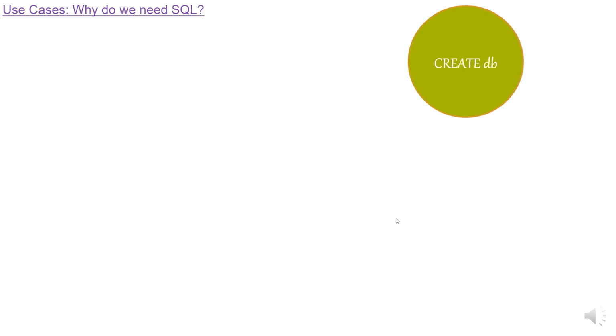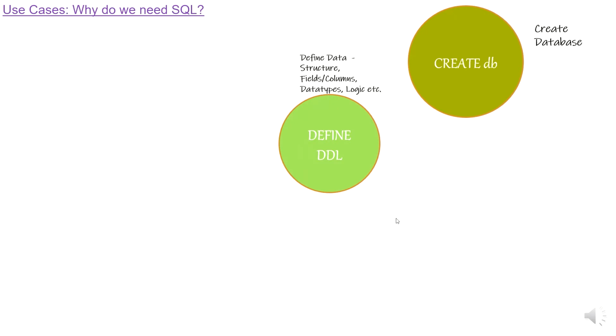Now the second reason, or the second use case, is you want to be able to define your data that's going to be stored in the database. When I say define, DDL actually stands for data definition language. What is meant by defining your data is that you need to define the names of the different structures that are going to be stored. What is the structure format? What are the attributes of the object? What are the data types?